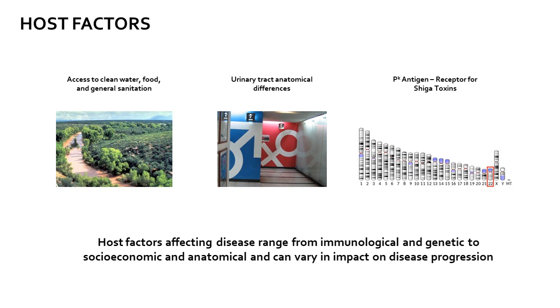Since uropathogenic E. coli is responsible for nearly 90% of urinary tract infections, physiological differences between the male and female urethra increase the likelihood of infection for women by nearly 14 times when compared to men. Finally, genetic factors, such as the presence of a specific P blood group antigen on erythrocytes and uroepithelial cells, dictate an individual's susceptibility to Shiga toxin produced by several E. coli strains. This antigen receptor is encoded by a gene on chromosome 22.